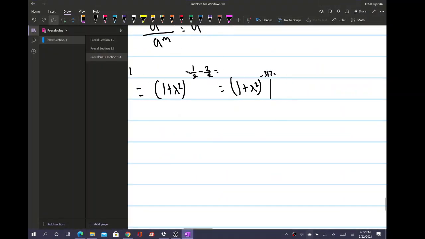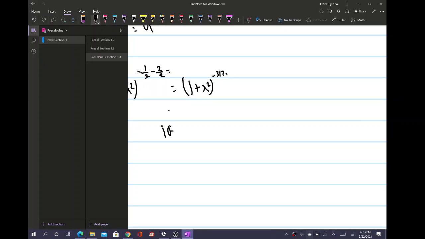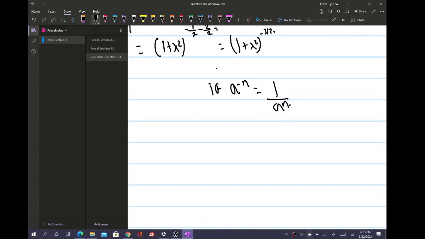And we can simplify this a little further. Remember that anything that has a negative exponent or a negative power right here can just be the reciprocal. This is what I mean by reciprocal: if I have a to the negative n, I can just say this is 1 over a to the n. Same thing here. I can say that this is equal to 1 divided by 1 plus x squared raised to the 3/2 power.